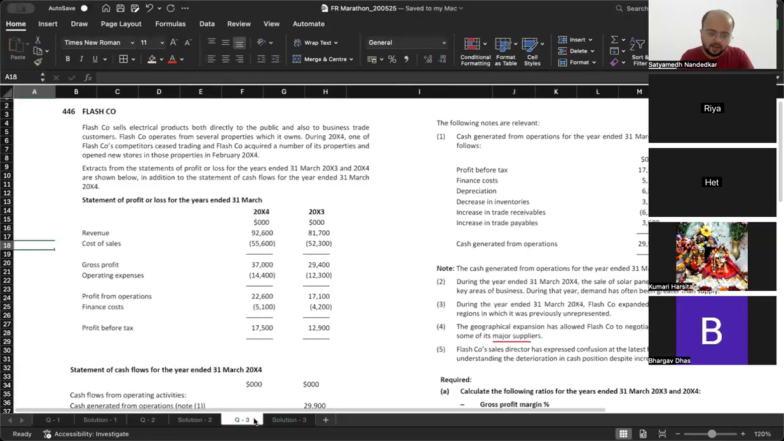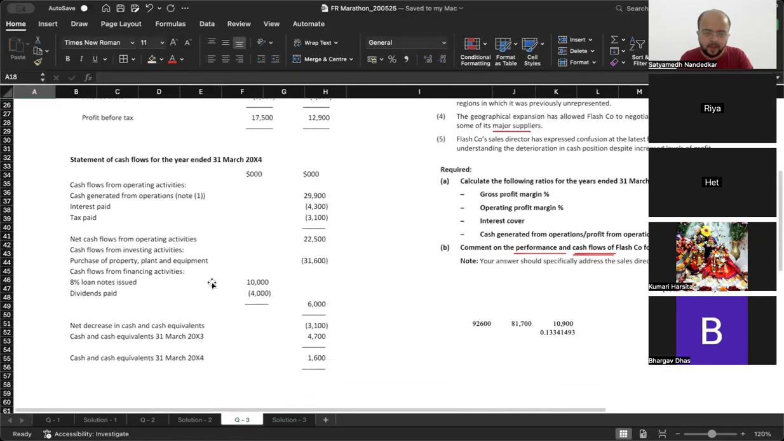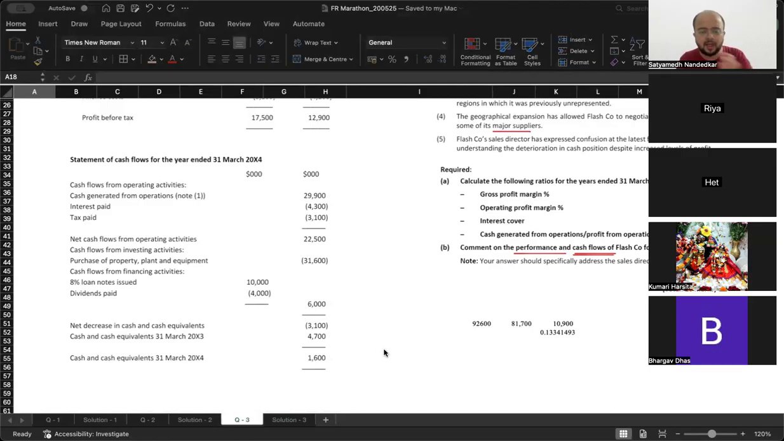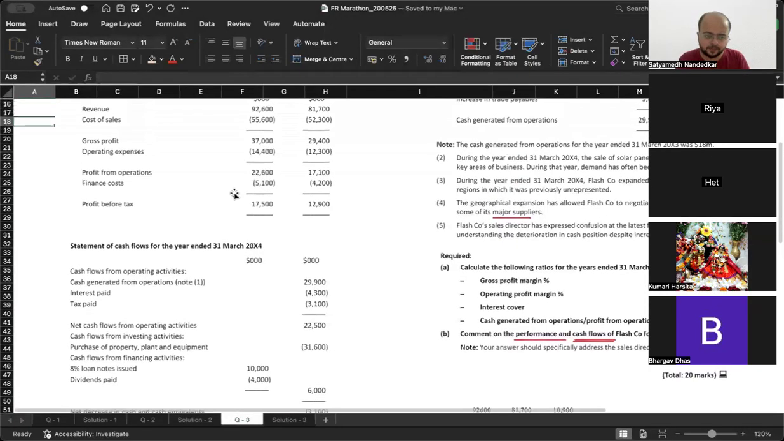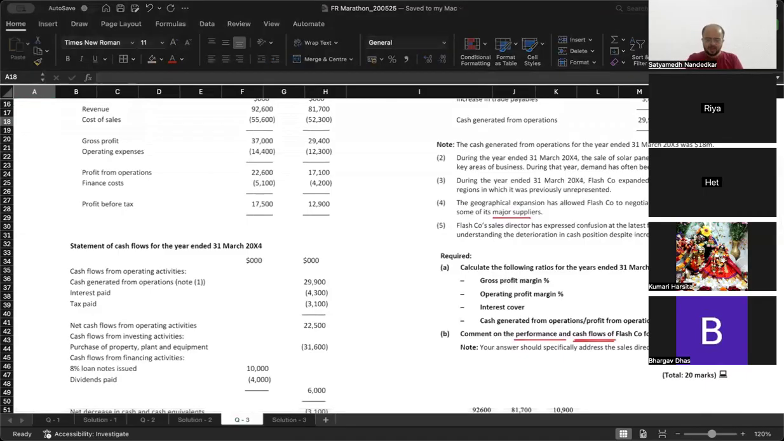हो गया. इन्वेस्टिंग एक्टिविटी पे भी आपका कमेंट हो गया. ये 8% लोन नोट्स इशूड का क्या इम्पैक्ट आएगा? Why do you think you could have issued the loan notes? Maybe to generate the cash. To generate the cash that is required for investing, acquisition purposes of the new properties. And company ने यार बहुत सारा डिविडेंड भी पे किया है.